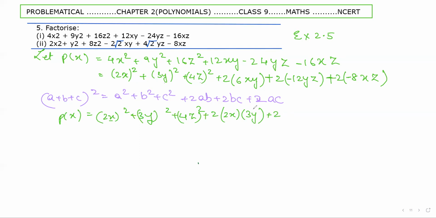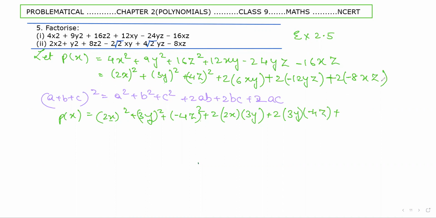Now you've already established that the y term is positive, 3y. So y term means this term, z means this term. Here you have minus 12. So 3 into 4 is 12 and 3 is positive, so 4 has to be negative. So let's rewrite this part. Minus 4z whole square, you'll again get the same 16z square. So this can be written as 3y into minus 4z.